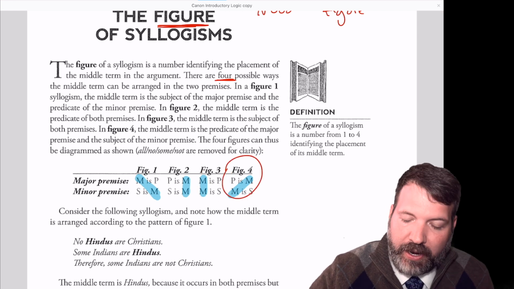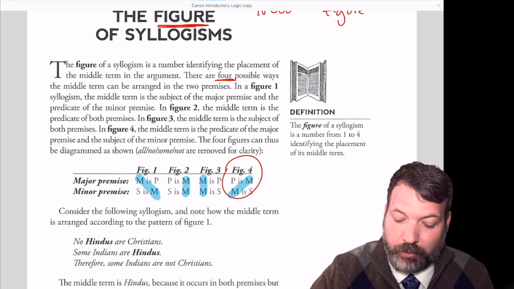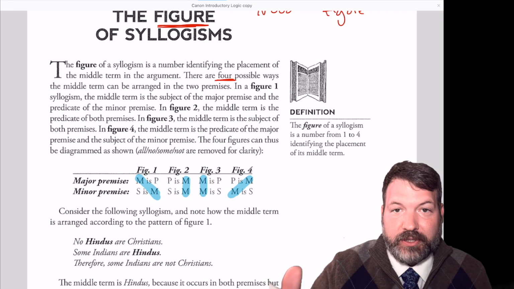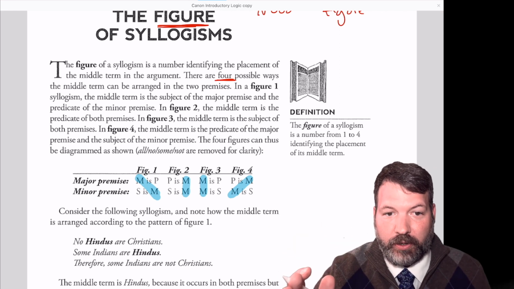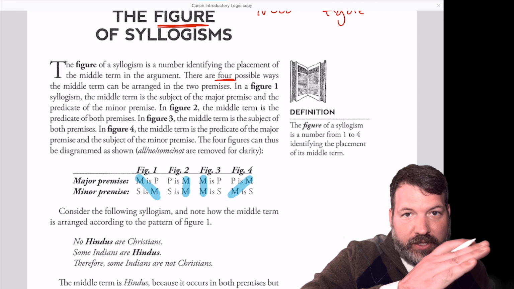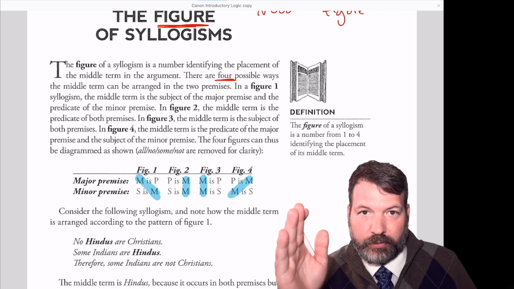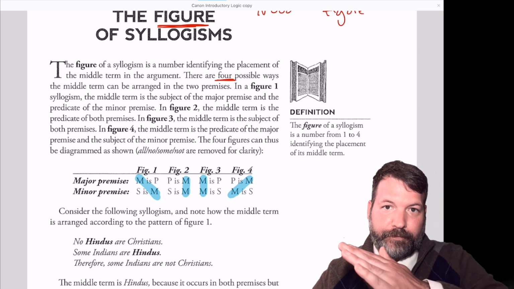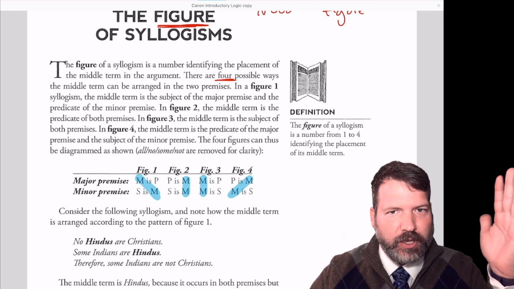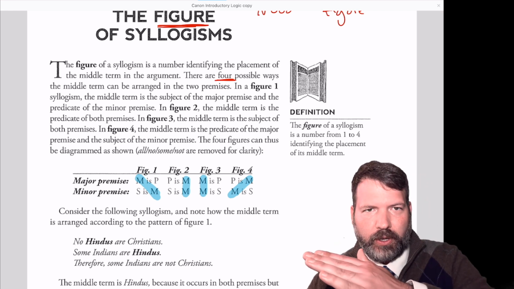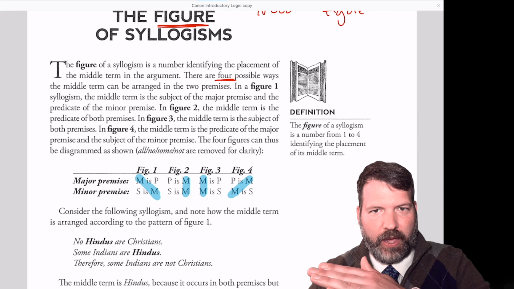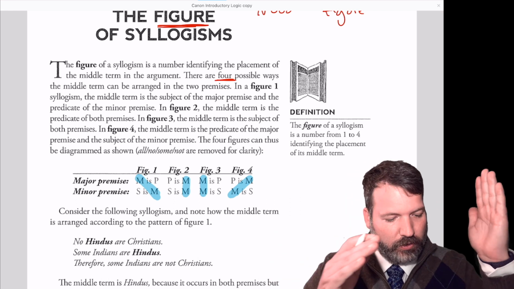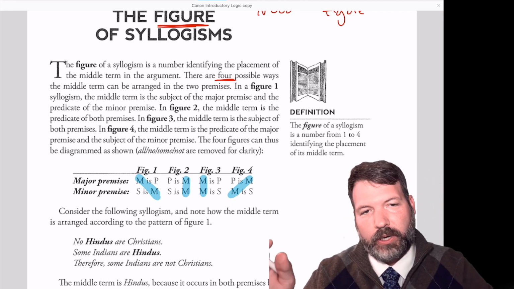And figure 4, finally, you'll notice it's the opposite of figure 1. In fact, I would recommend that you circle or highlight these the way that I have, so you can see there's a kind of symmetry going on here. Figure 1, middle term first and then second. Figure 2, middle term second both times. Figure 3, middle term first both times. Figure 4, middle term second and then first. Predicate and then subject. And we could even turn that into our own little TikTok dance, right? But we're not going to do that right now.